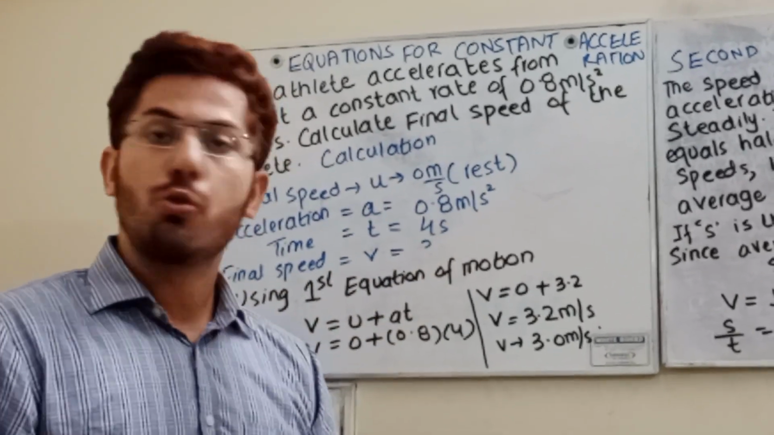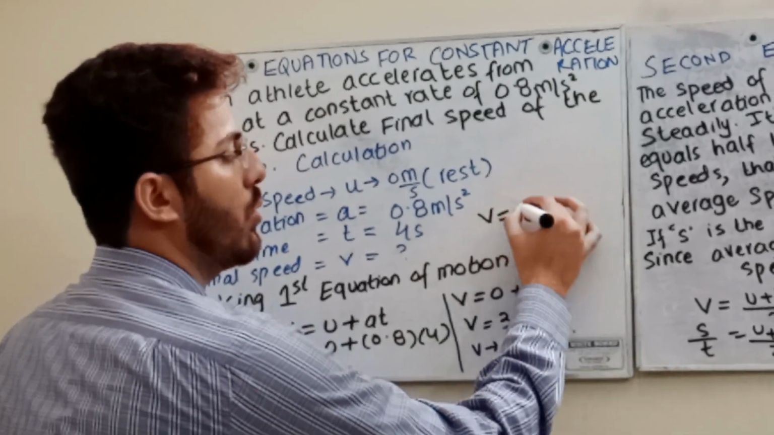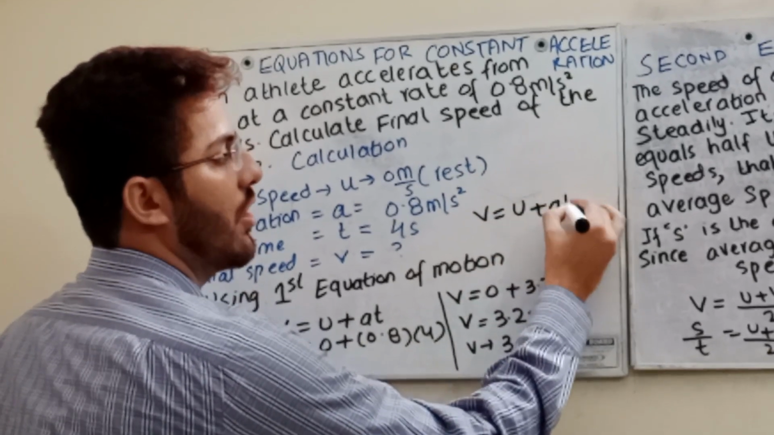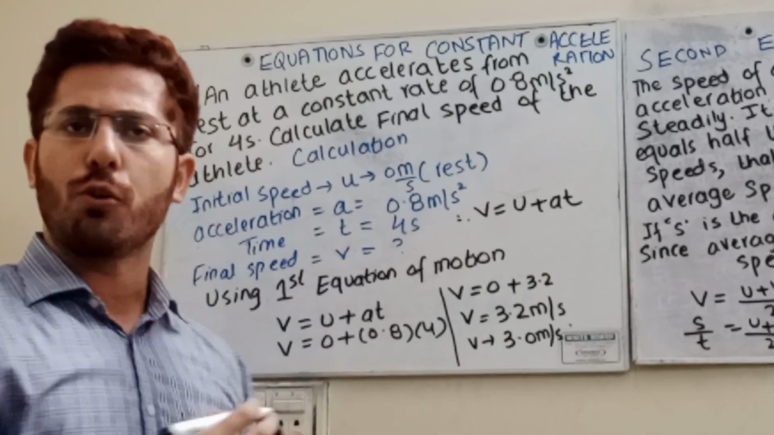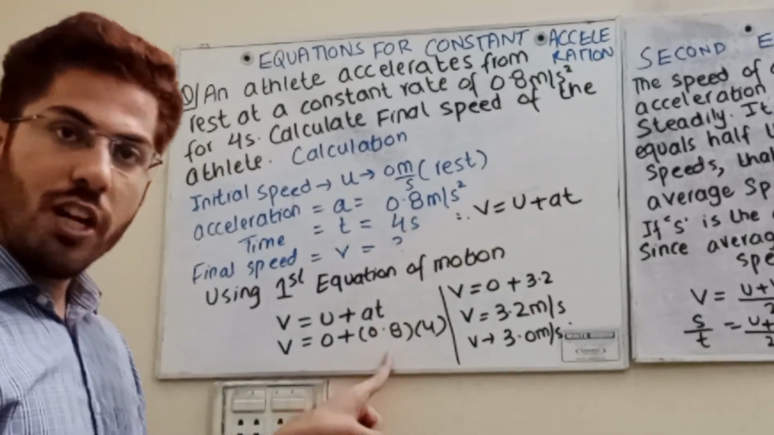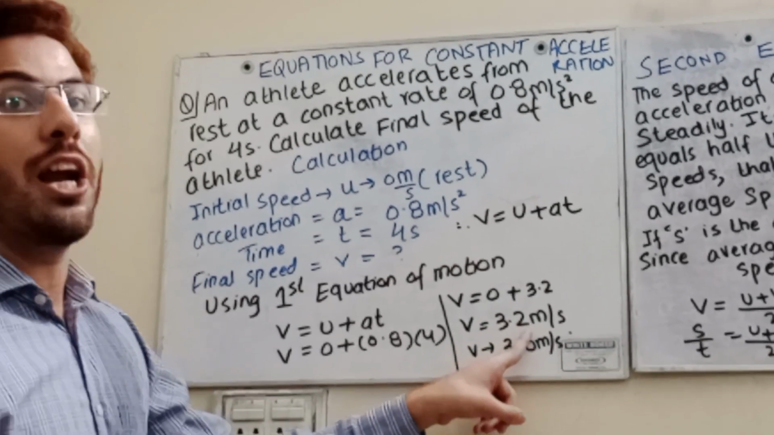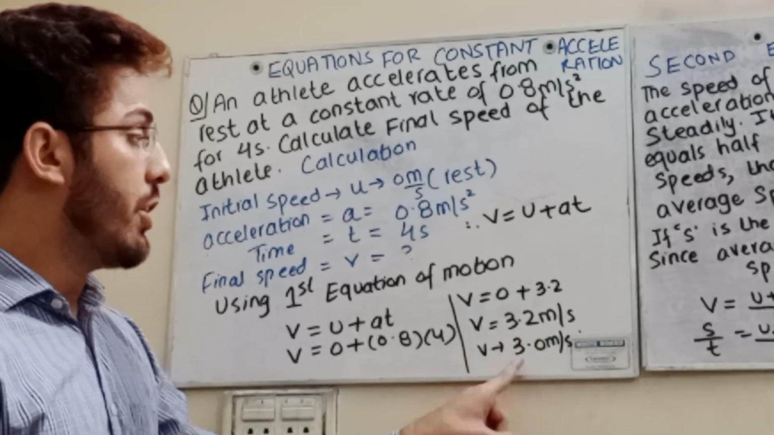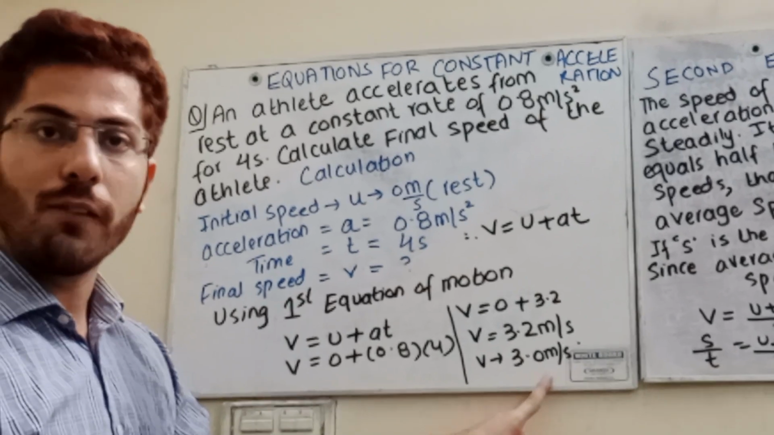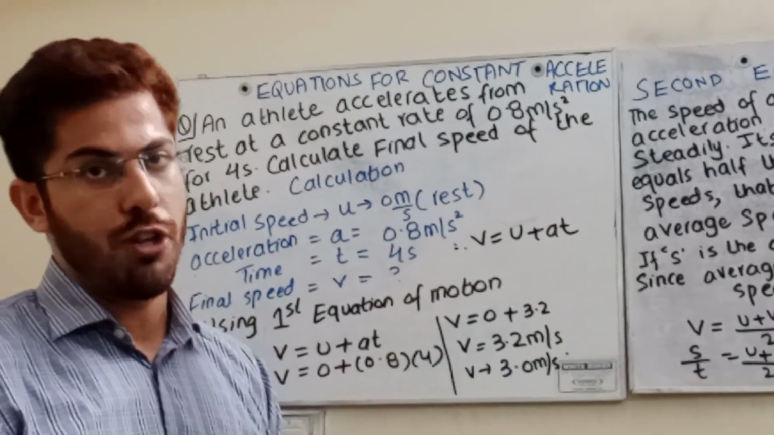Now student, you don't need to memorize the formula, just apply: final speed is equal to initial speed plus acceleration into time. This is the first equation of motion. Initial speed is 0, acceleration multiplied by time, you get the answer 3.2. As you know, it should be rounded off, so 3.0 meter per second is the final speed. In this way you can solve any question.